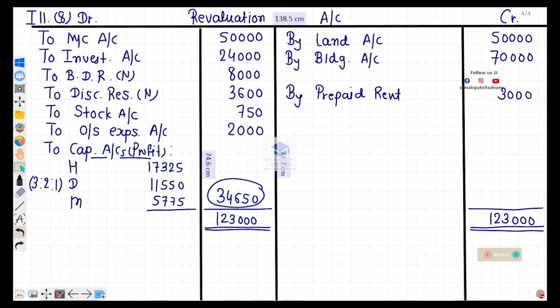Now you can easily pass the journal entry. Land account debited, building account debited, prepaid rent account debited to revaluation account, and revaluation account debited to machinery account, to investment account, to bad debt reserve account, to discount reserve account, to stock account, to outstanding expense account, and last, revaluation account debited to Harish's capital, Dhruvil's capital, Manoj's capital. Or you can pass individual journal entries also.